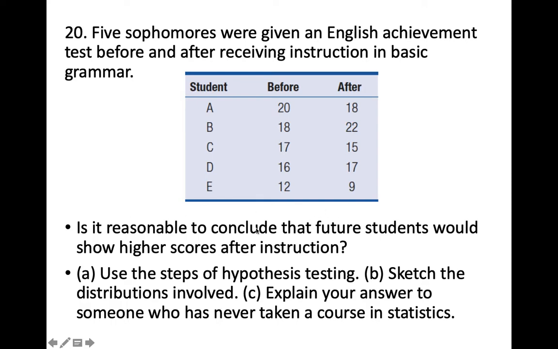The next thing that we need to pick out here is the research question, which is: is it reasonable to conclude that future students would show higher scores after instruction? So we've got a directional hypothesis here. The research hypothesis is that there will be some positive change after instruction. Basically, that scores should go up from before to after, okay? So that there's a positive change or a positive difference after this basic instruction.